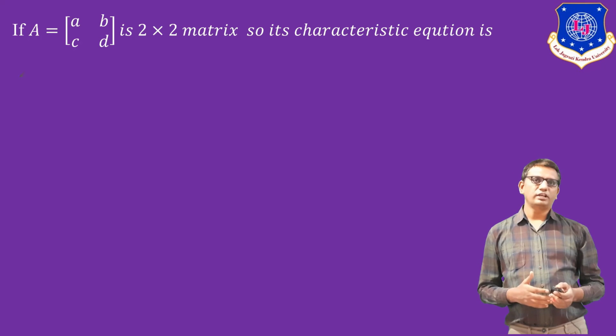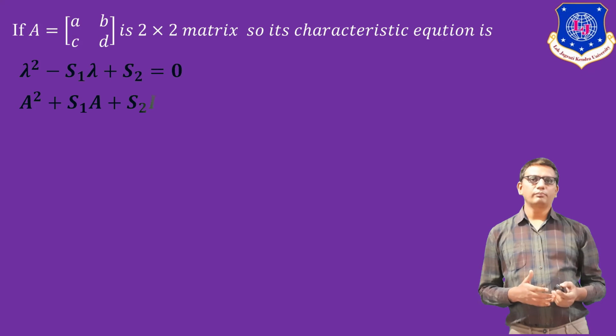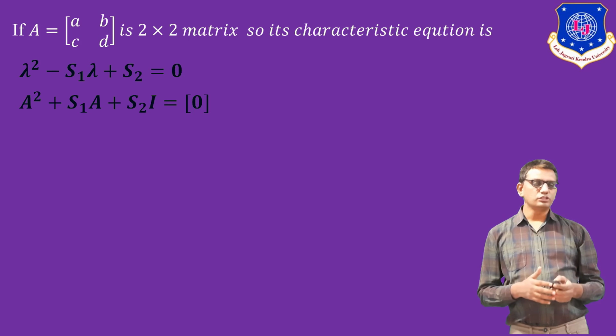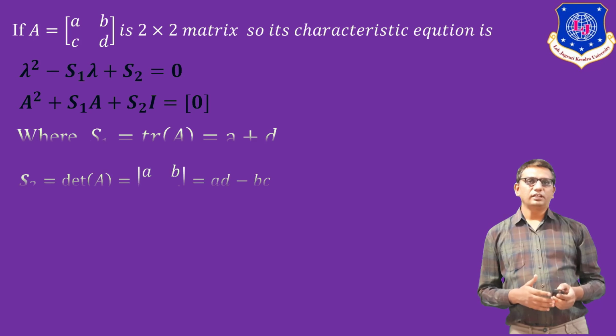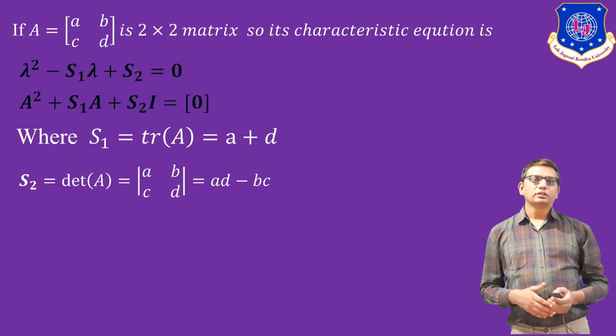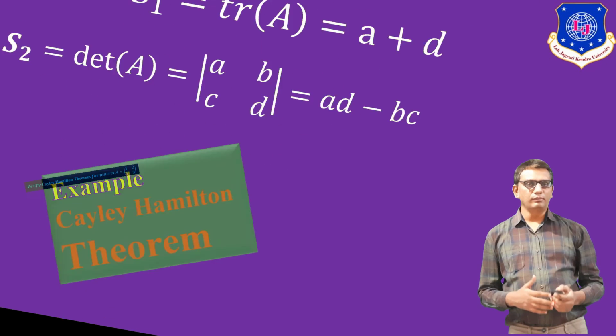For a 2 cross 2 matrix, we can similarly apply it like this. A is a 2 cross 2 matrix, so its characteristic equation is lambda square minus s1 lambda plus s2 equal to 0. Here we replace lambda by A, so A square minus s1 A plus s2 I equal to 0. That is the concept of the Cayley-Hamilton theorem. Here s1 is the trace of A and s2 is the determinant of A.